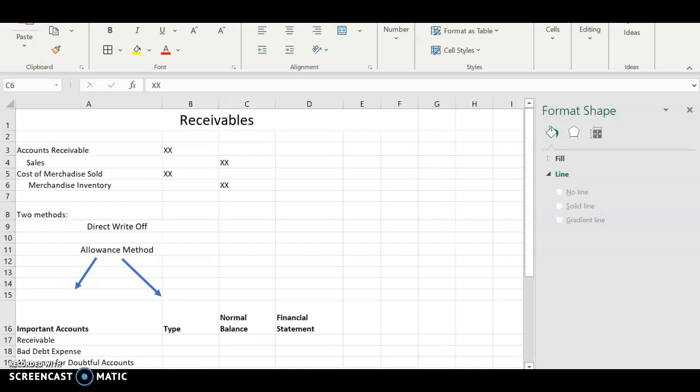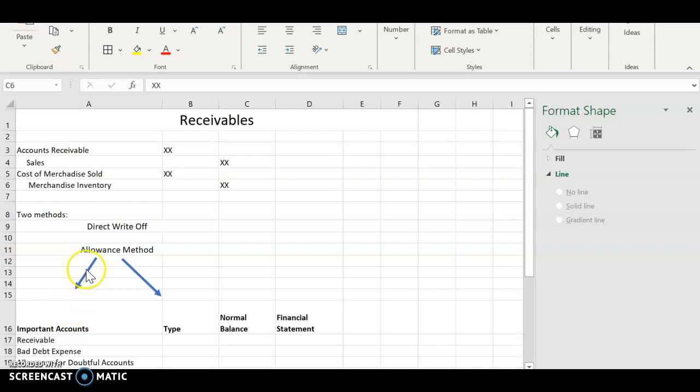So there's going to be two methods that we're going to discuss in order to account for bad debt expense. The first method is going to be the direct write-off method, and the second method is going to be the allowance method. The direct write-off method is used by smaller companies. It's not in compliance with GAAP. But that's okay because non-publicly traded companies don't have to comply with GAAP. So they can use the direct write-off method.